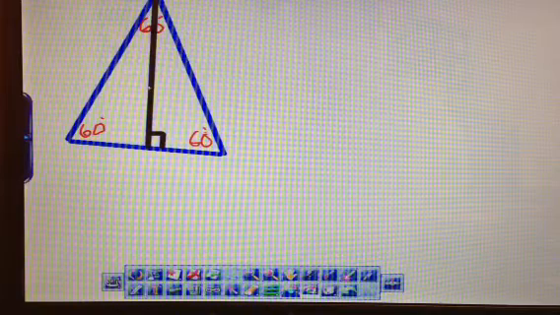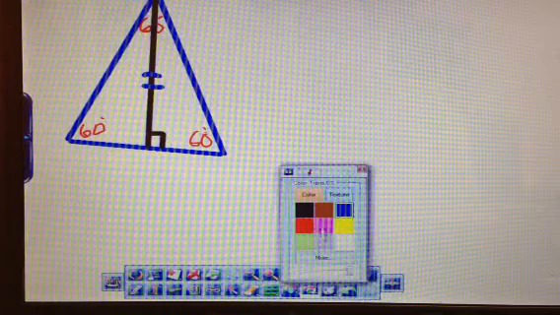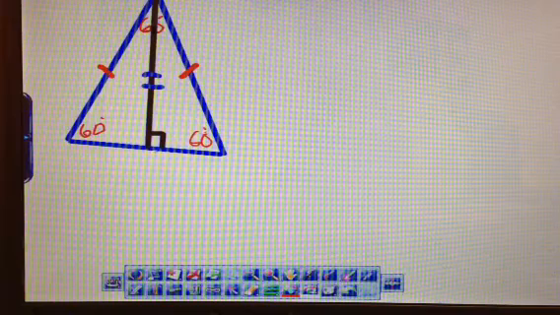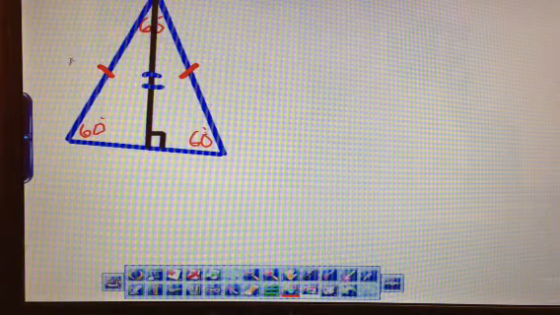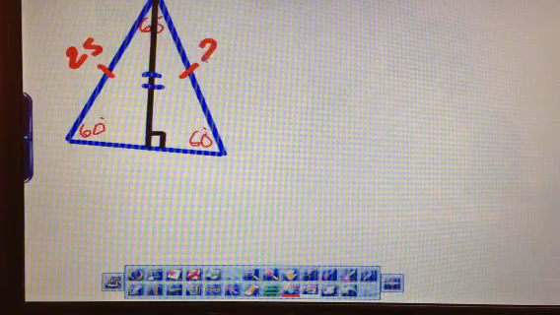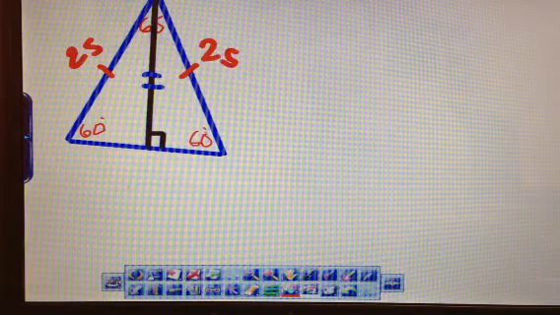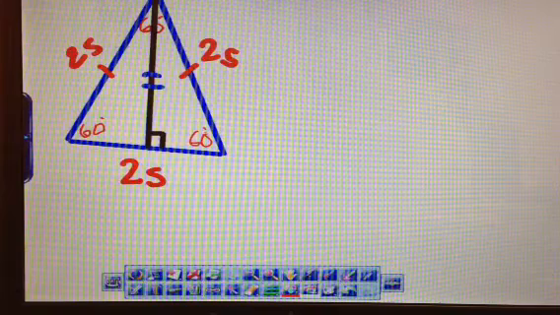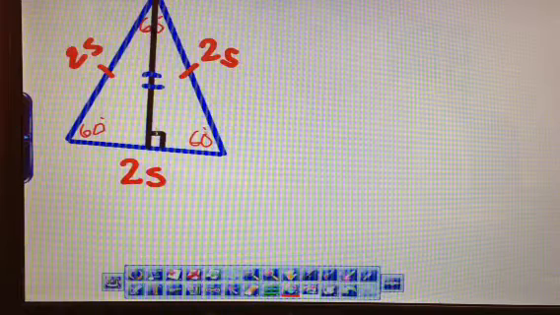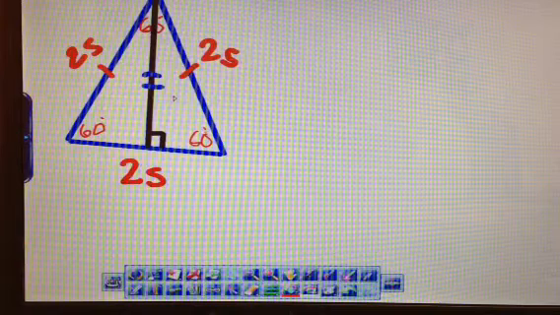here. This altitude will be congruent to itself, and these sides were already congruent. If we named one of them, we could call them 2s. Then each of them would be 2s. We've got a triangle where we have the hypotenuse congruent and a leg, so these are congruent triangles.